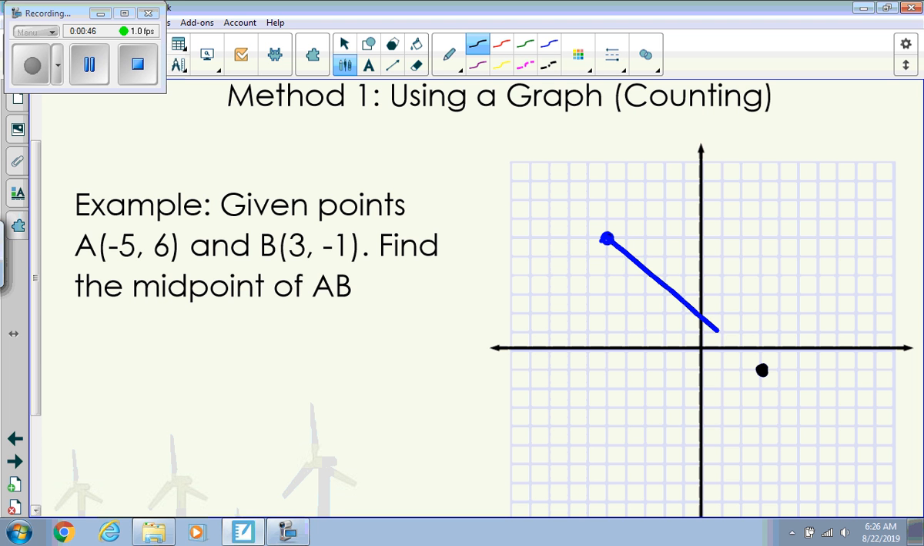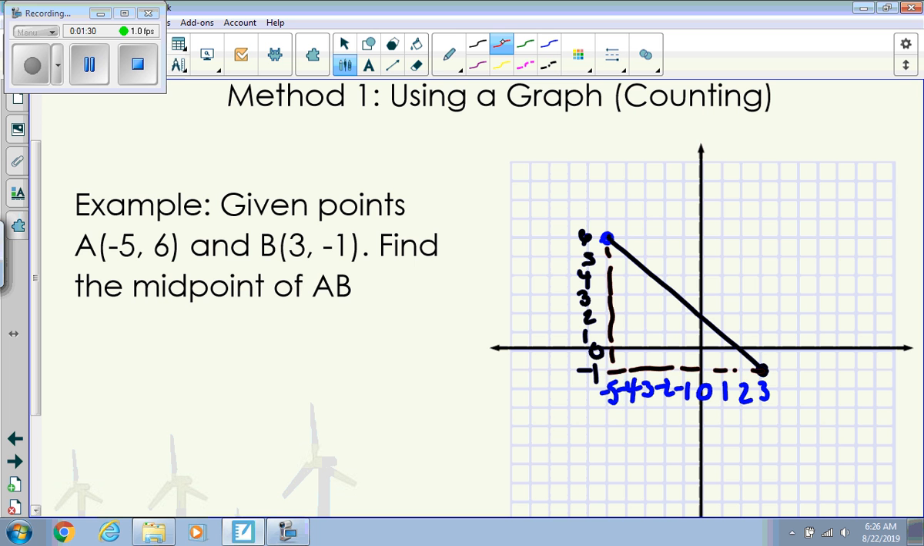And then we're going to find how far down we've gone and how far over, and then find the middle. So we're just going to count. This starts at 6, 5, 4, 3, 2, 1, 0, and -1. And then we've started here at 3, so 3, 2, 1, 0, -1, -2, -3, -4, and -5.